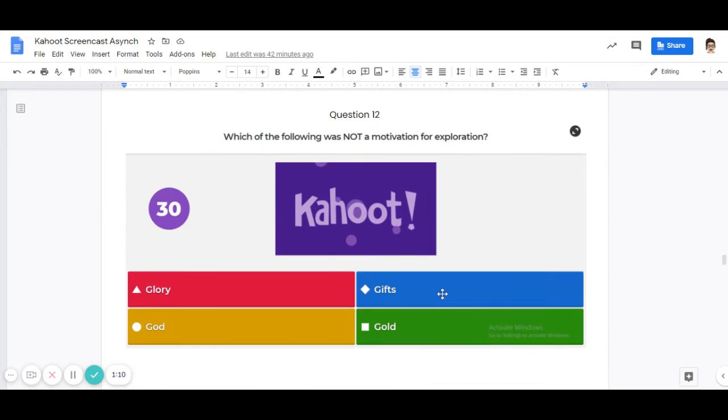Number 12. Which of the following was not a motivation for exploration? We know our 3 G's are God, glory, and gold. The only G on here that is not God, glory, or gold is the blue diamond. That is not one of our 3 G's and not a motivation.